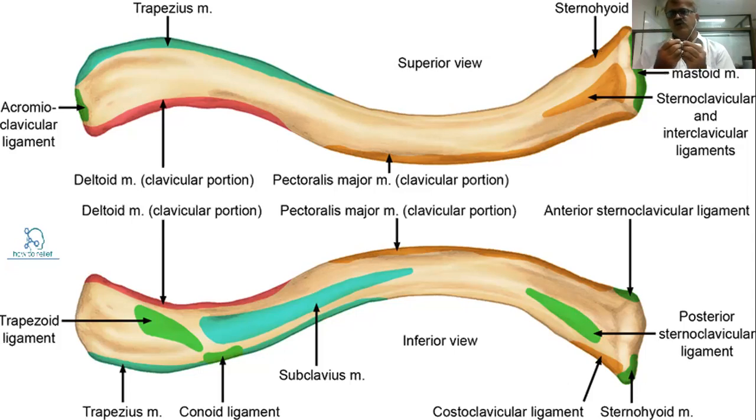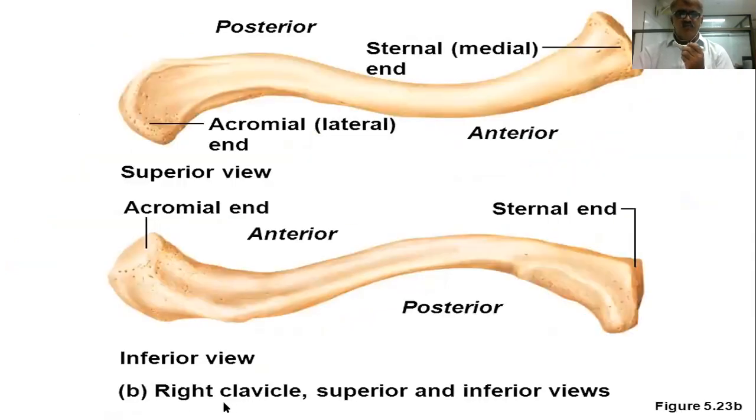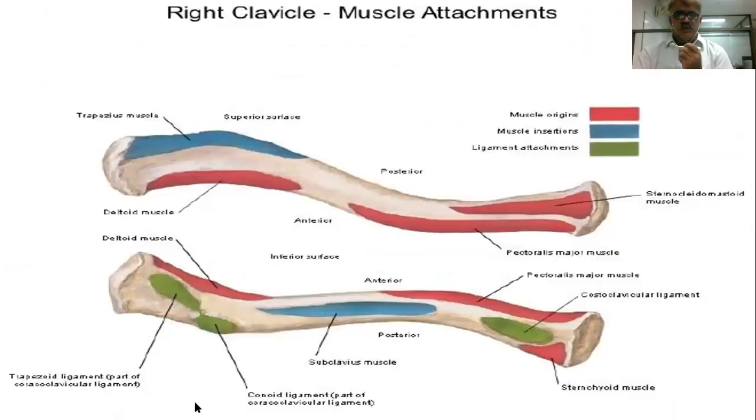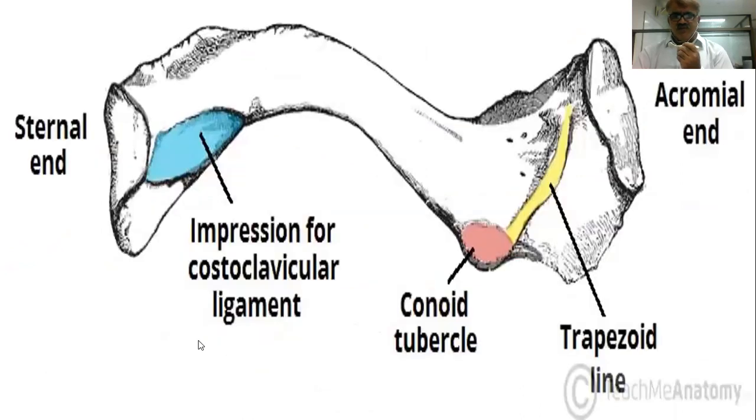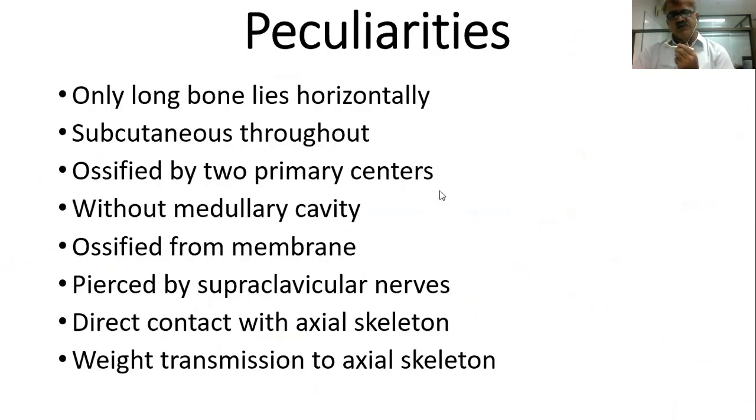And looking at this, we have the peculiarities of this bone. These all are attachments we have seen here. These are the ligaments attached here. Costoclavicular ligament over the inferior surface of the medial end, and on the lateral end inferior surface we have the conoid ligament. You can see conoid tubercle and trapezoid ridge, trapezoid ligament.